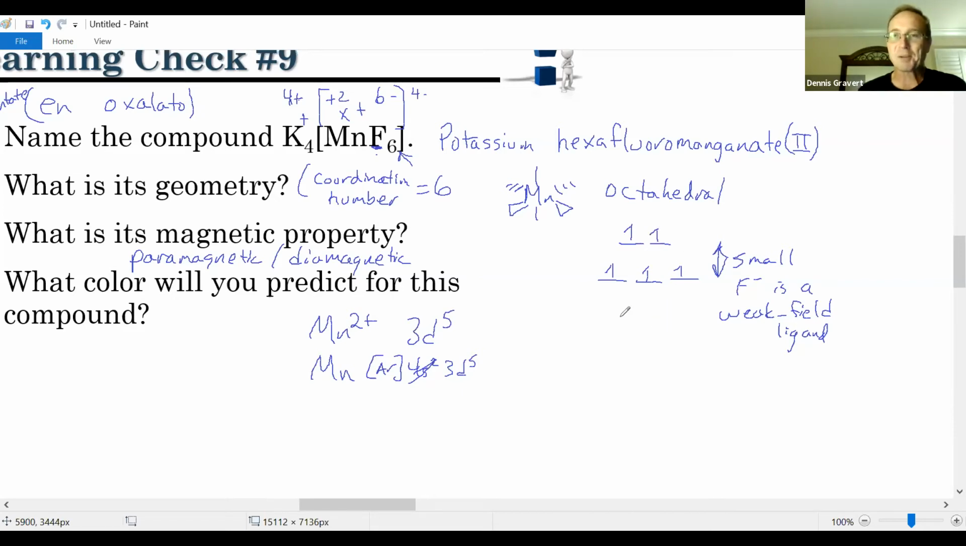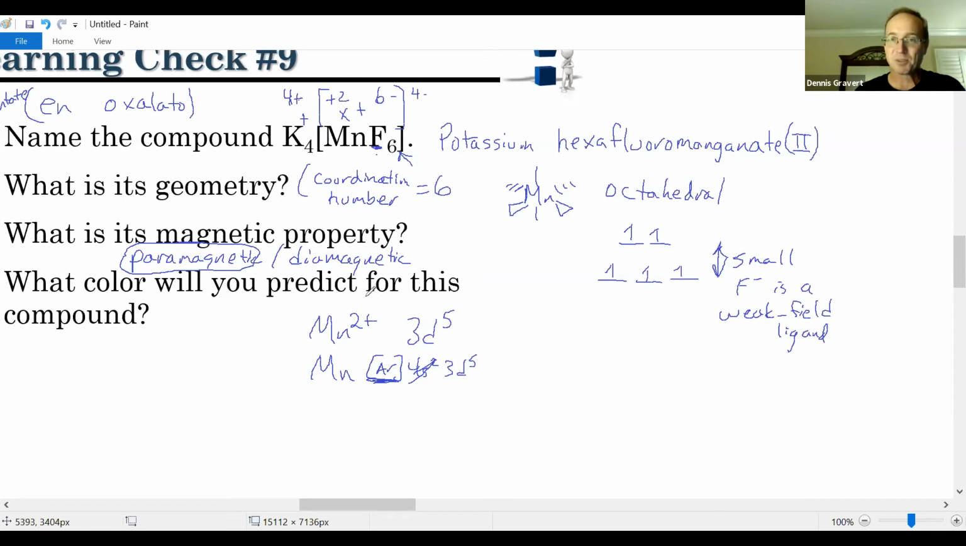Well, what do you think? Paramagnetic or diamagnetic? Nobody's paired up. Well, that's not true. Inside the rest of the electron configuration, everyone else is paired up. But more importantly, you found at least one unpaired. That's making it paramagnetic. Yes.